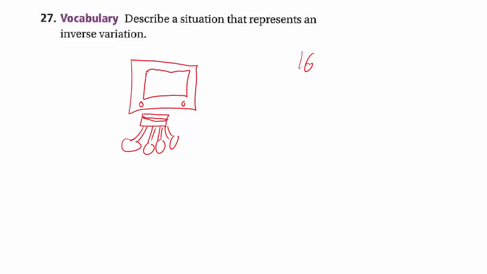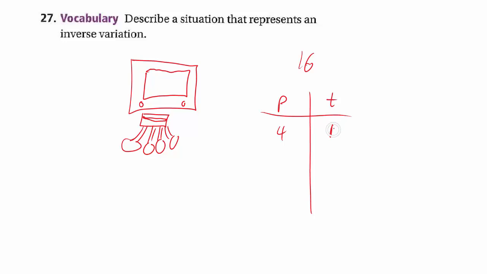Well, let's say you have 16 people at your party. Since there's only one video game console, that means you can only play a fourth as much. To describe this as an inverse variation, this is the people at your party, and this is the time, the fraction of time that you get to play.